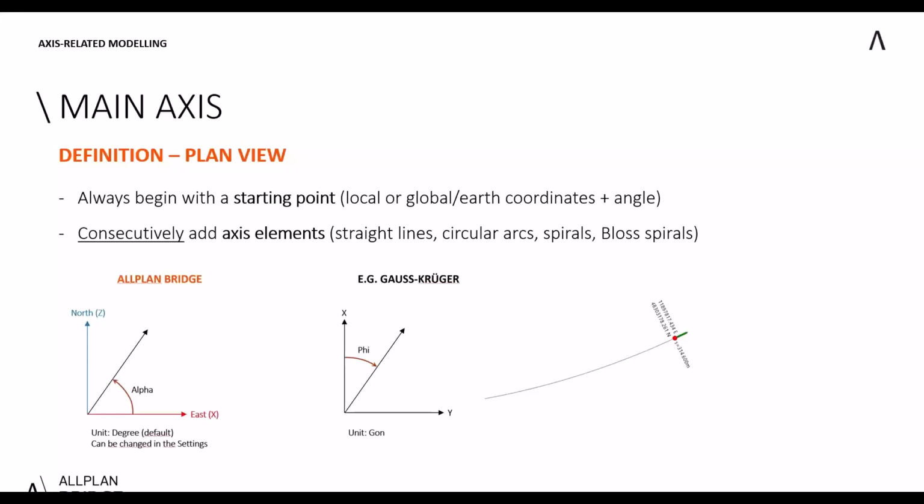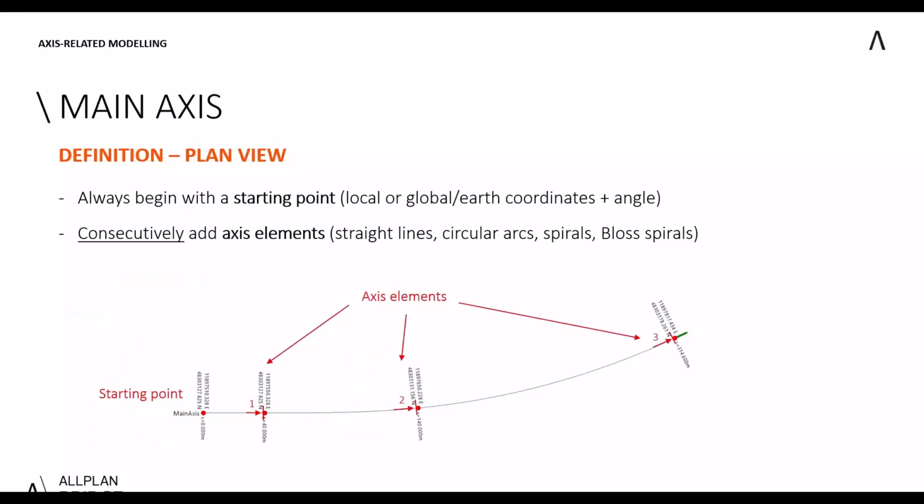Having the data available in some other coordinate system like the Gauss-Krüger system, of course, you need to take care that the coordinates might be different there as seen in this picture. So you just need to recalculate the starting point and the angle to get your axis in the right direction and on the correct position. Also, this often uses GON for the angle, while our default setting is degree, but you still can change this also in the project settings of Alplan Bridge. I will have one more comment about these large coordinates in a minute.